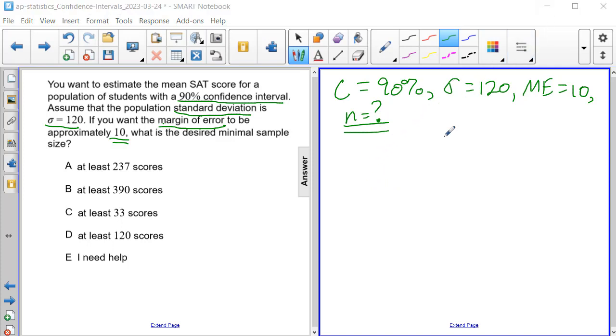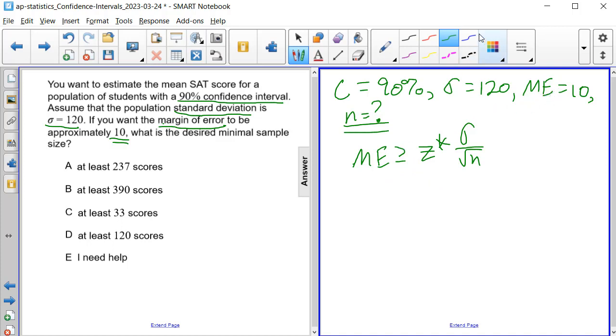Now, since we don't actually know the mean within our current sample, we're going to go back to and use the margin of error formula for population proportions, and that is that the margin of error must be greater than or equal to the critical value z star times lowercase sigma, or our standard deviation, divided by the square root of n.